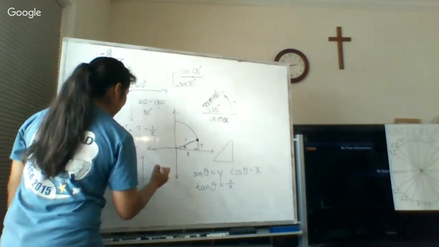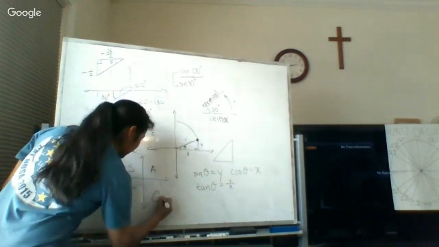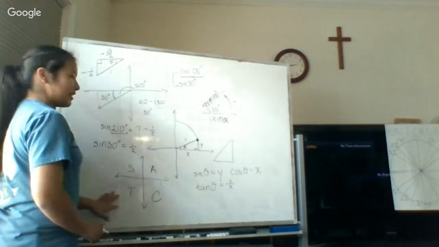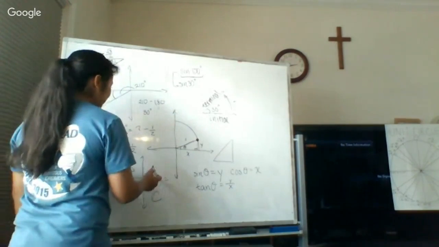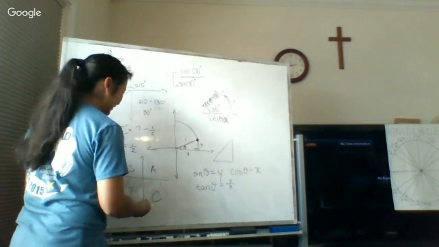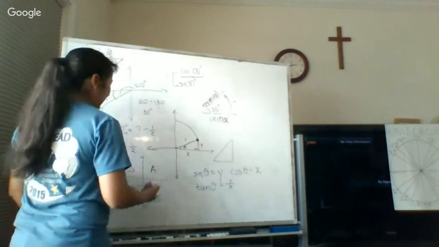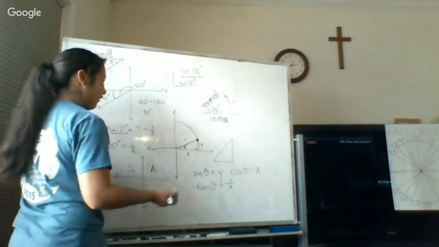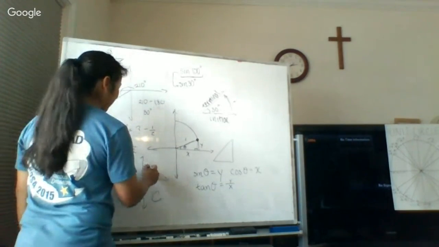So rather than remembering positive, negative, what's what, there's a handy dandy thing. This is an easy way to remember what's negative and what's positive where. The one that we use is: all students take calculus. You can change it based on whatever classes you like, something like that. So the A stands for all. This means that all of the trig functions are positive in this one.